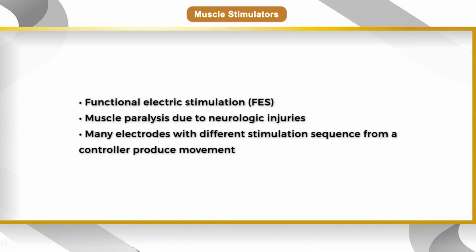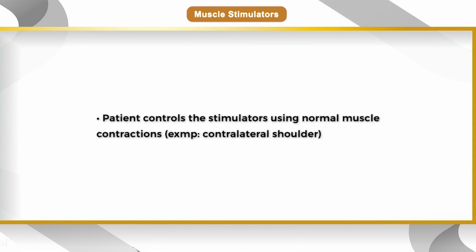A function of electric stimulation is for muscles paralyzed due to neurological injury. Many electrodes with different stimulation sequences from the controller produce a movement. The patient controls the stimulator using normal muscle contraction. The major problem is the drop foot prosthesis.